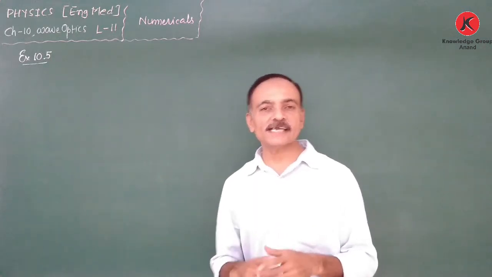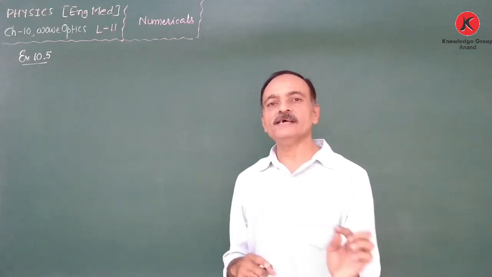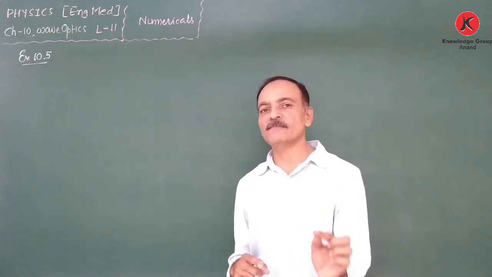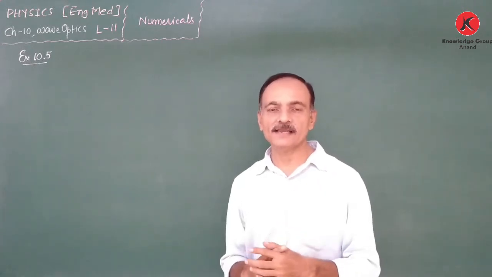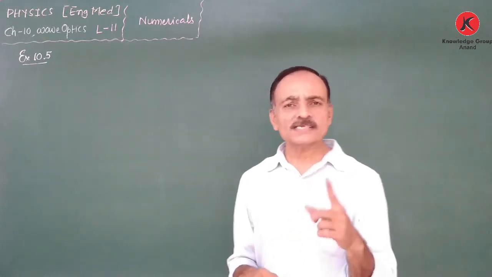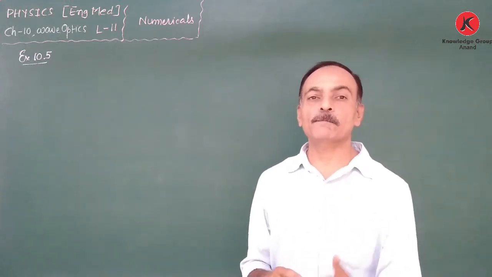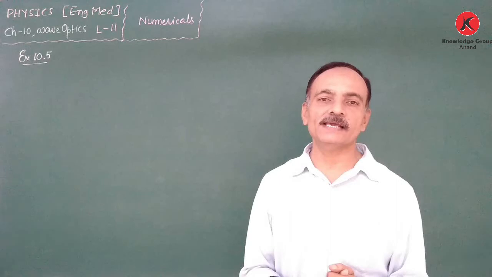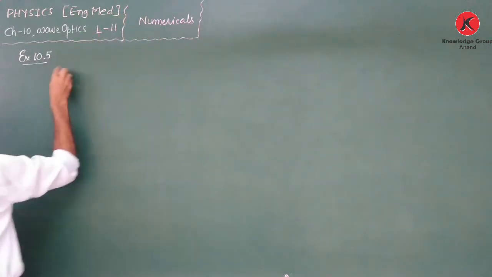Here in Young's double slit experiment, a monochromatic light of wavelength lambda is used. The intensity at a point where the path difference is lambda is given as capital K. Now, what is the intensity of light at a point where the path difference is lambda by 3?